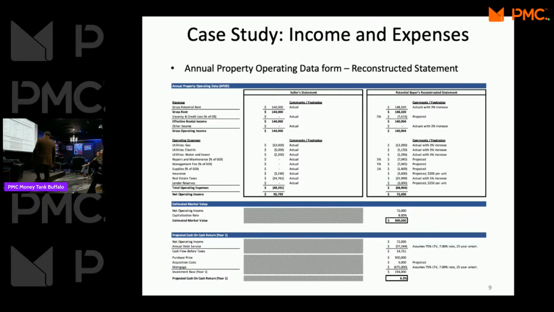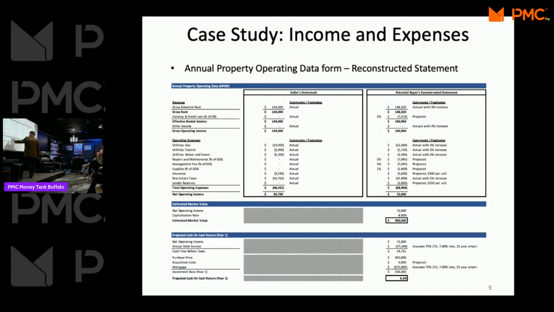So here's where we're at, guys. We're at our total operating expenses. Look at the difference. Seller statement, reconstructed statement. It's a big difference of value, right? I mean, it's a $20,000 spread, just take that number and apply a cap rate and look at the value that you would be overpaying for at that point.